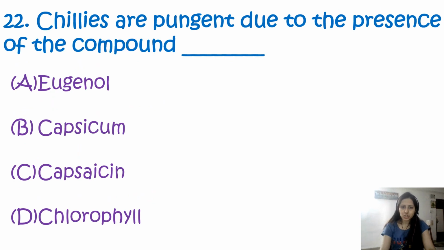Question number 22. Chilies are pungent due to the presence of the compound: eugenol, capsicum, capsaicin or chlorophyllol. Correct option will be C, that is capsaicin. Capsaicin is the compound responsible for the spicy or pungent sensation experienced when we consume chilies or peppers.